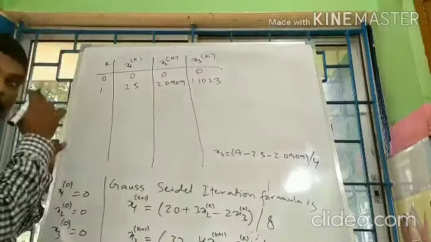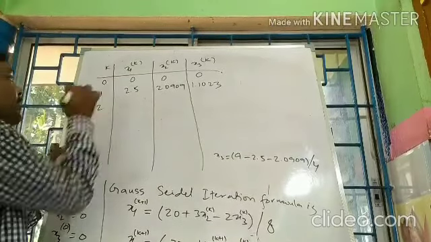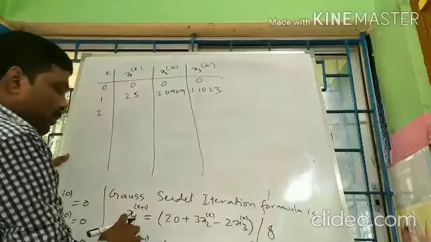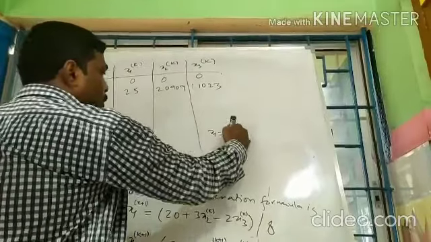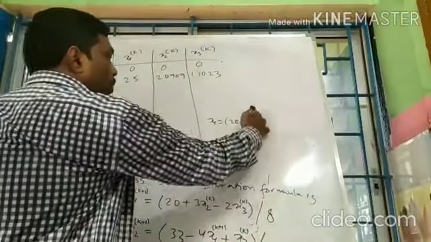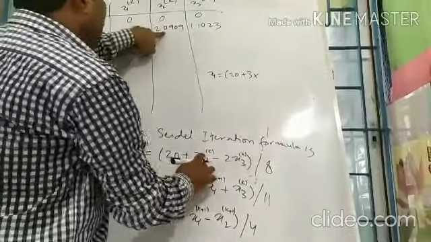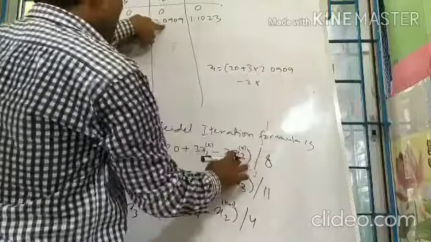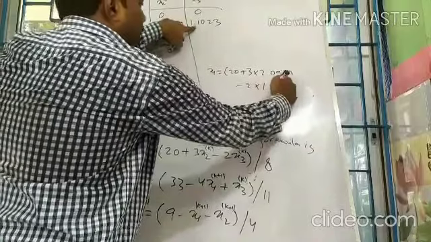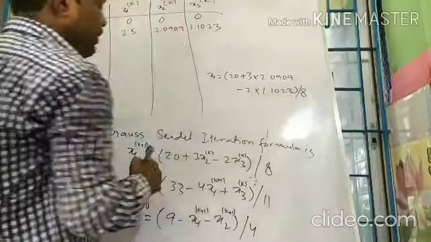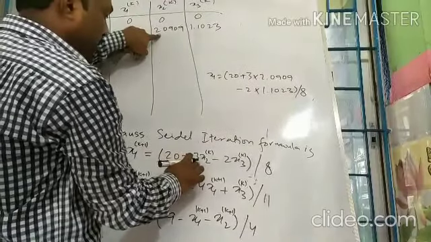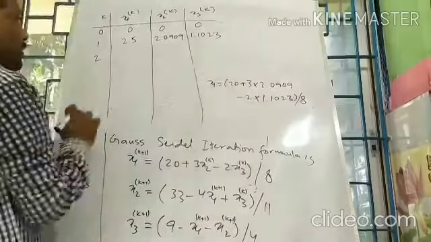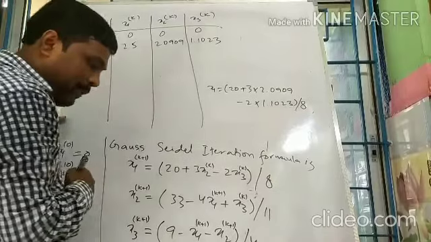Next, iteration number 2, x1. The present iterative value of x1 equals 20 plus 3 times the previous iterative value of x2, that is 2.0909, minus 2 times the previous iterative value of x3, that is 1.1023, divided by 8. Calculating, it is 3.0085.